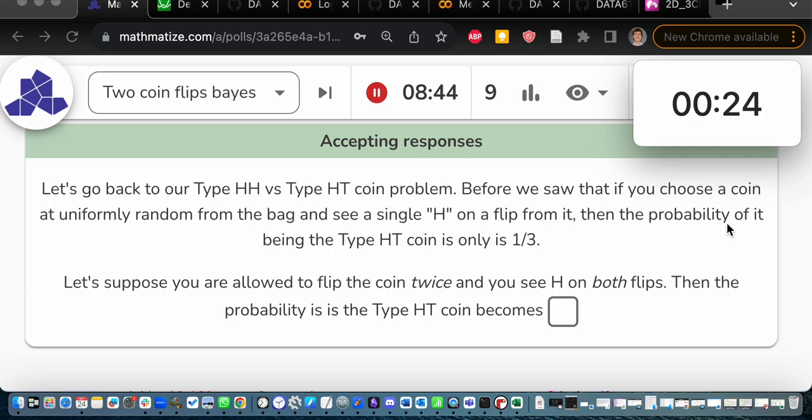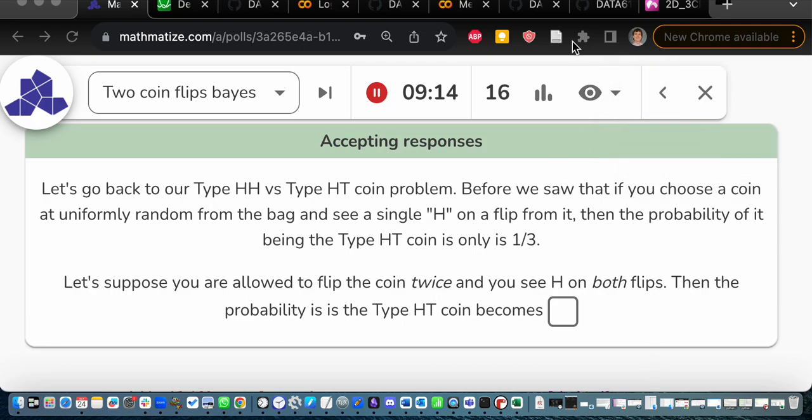Okay, 20 seconds left. Think about putting some kind of guess. Is your number going to be more or less than 1/3? Think about that. Okay, so time's up. Put in some kind of guess, and we will see what people said.